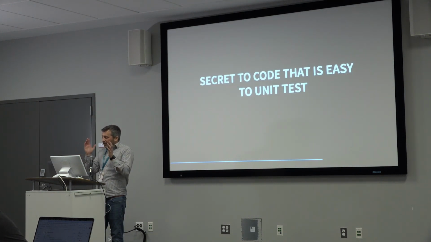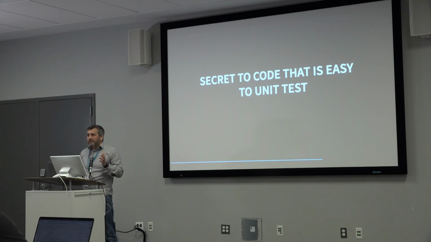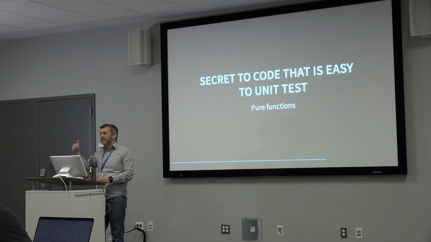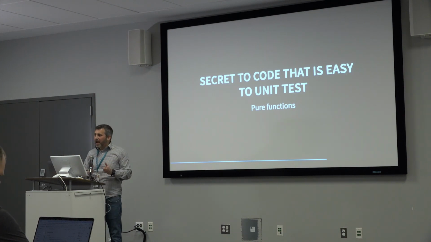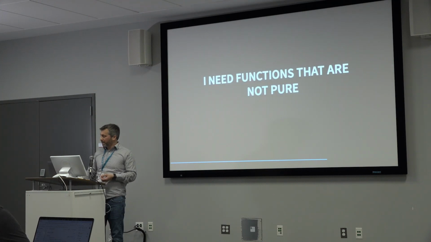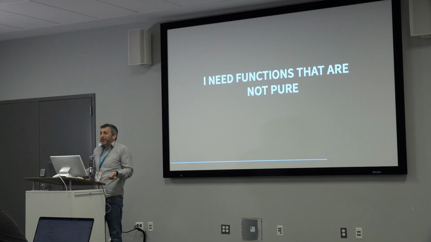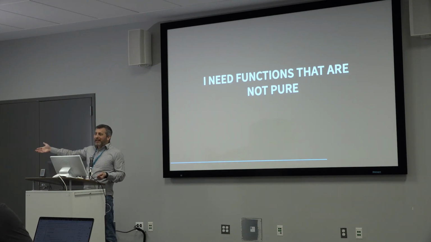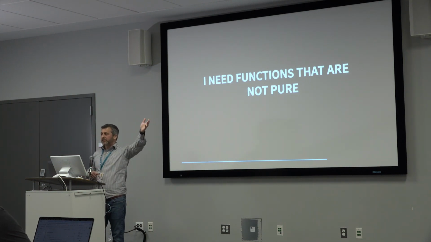So, the secret of code that is easy to unit test, you probably know by now, pure functions. When you write pure functions, they are easy to write unit tests against because you can say, I'm putting this in, and I'm expecting this to come out. That's great, Sal, but I need functions that are not pure. I can't just write code like this. I have to get other things.